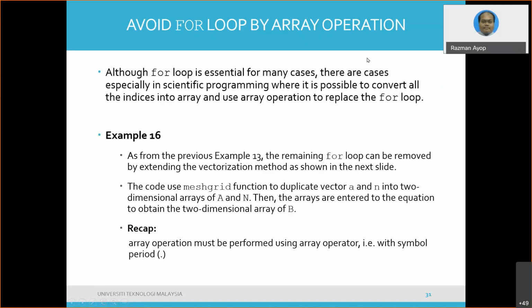So you remember the meshgrid. You can use the meshgrid function to avoid for loop. This one uses array operation. Remember the dot. Like I said before, you can either use vectorization, or use dot multiplication or array operation.